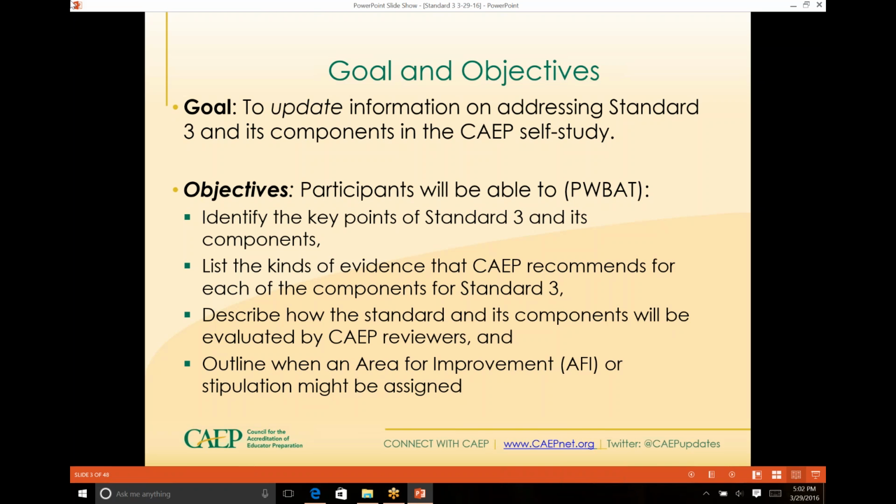What I hope you'll be able to do by the end of this webinar is look closely at the language of Standard 3 and its components to see what kinds of things you need to address. I will be listing kinds of evidence that CAEP recommends that you include for each of the components, and you'll be able to describe how the standard and its components will be evaluated by CAEP reviewers. And then there's a whole new piece here about what will constitute the basis for assigning an area for improvement or assigning a stipulation, and we'll look into that more deeply as well. So that is definitely all new information.